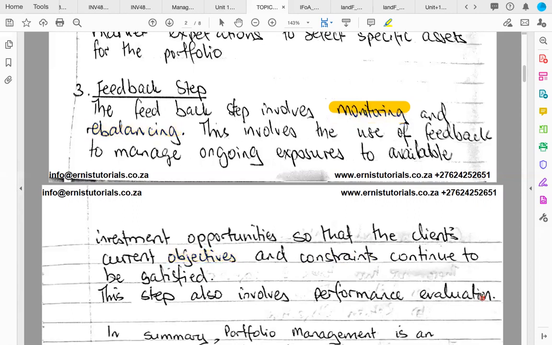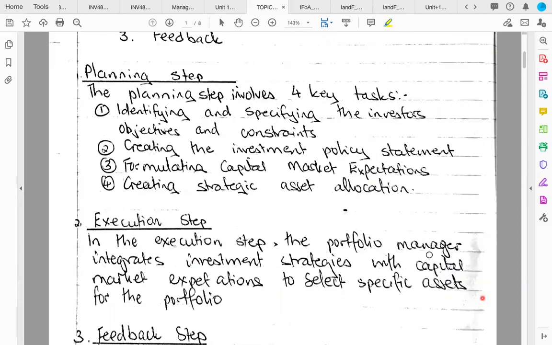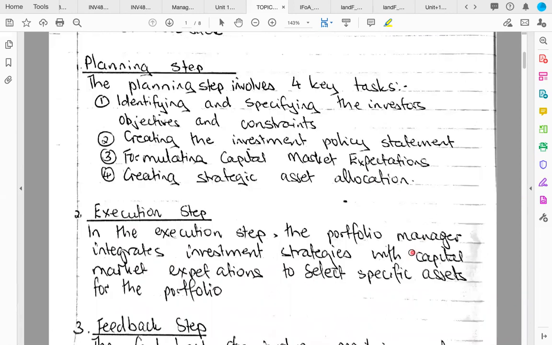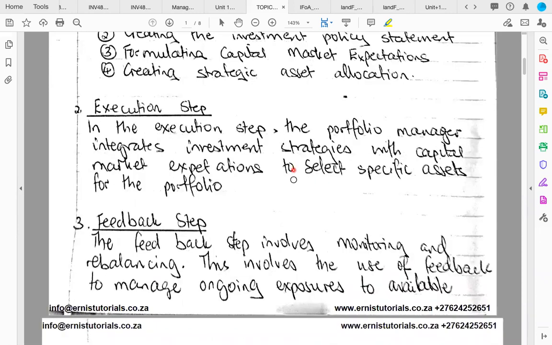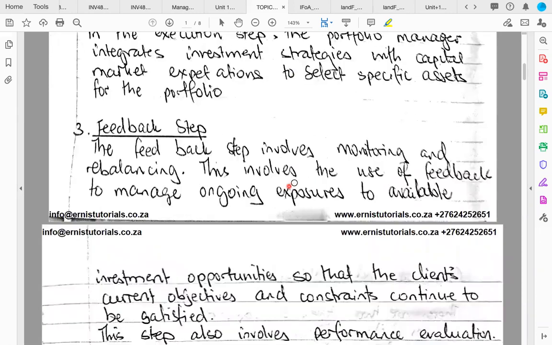So we're going to look at all these steps in this module. It's very interesting. By the end of the module, you understand the planning step in detail, how to identify and specify the investor's objectives, what an investment policy statement is, what formulating capital market expectations is, and what creating a strategic asset allocation is. And then you also understand the execution step and also the feedback step.